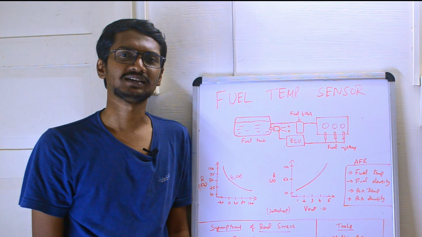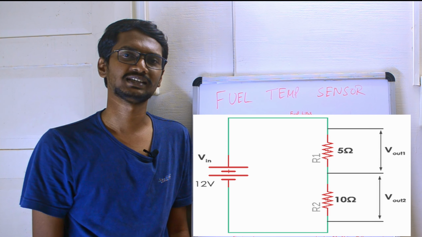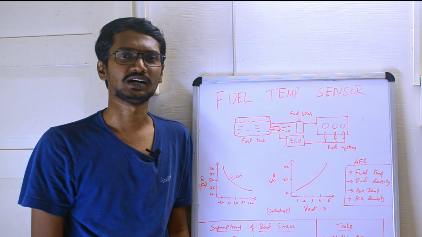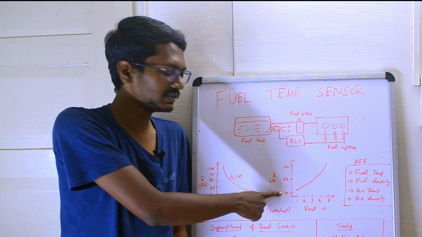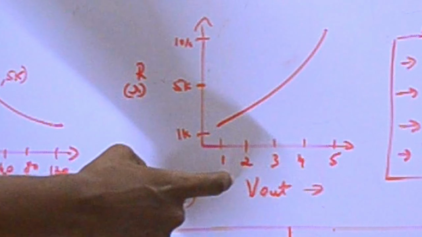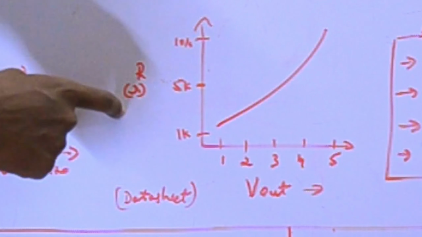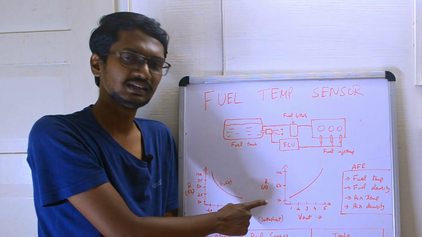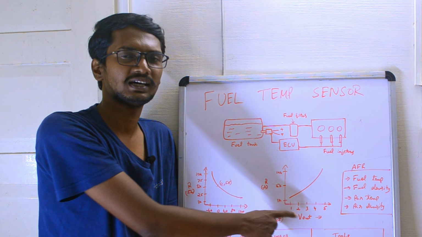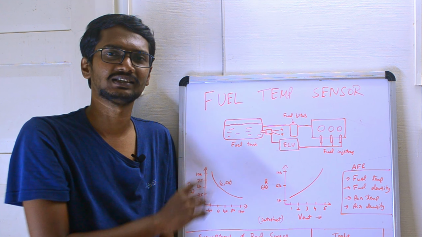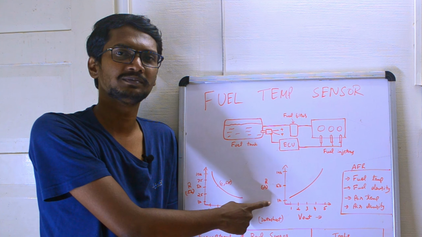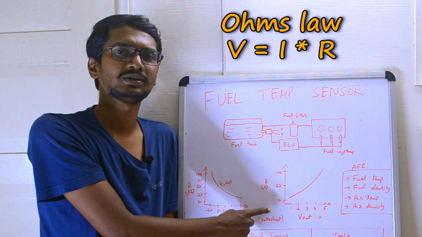This thermistor will be connected to a voltage divider circuit and we will get a voltage output. Now, if you can observe this graph, this is voltage output of the thermistor versus the resistance of the thermistor. Here, the resistance and voltage are directly proportional to each other. This relation we get from the Ohm's law, that is V is equal to IR.